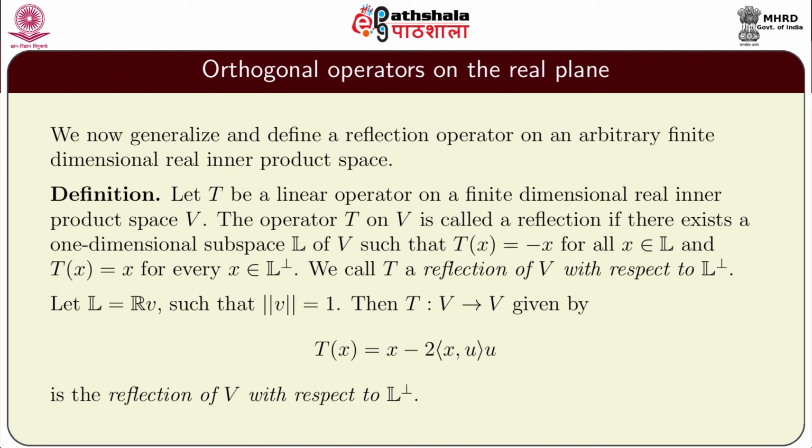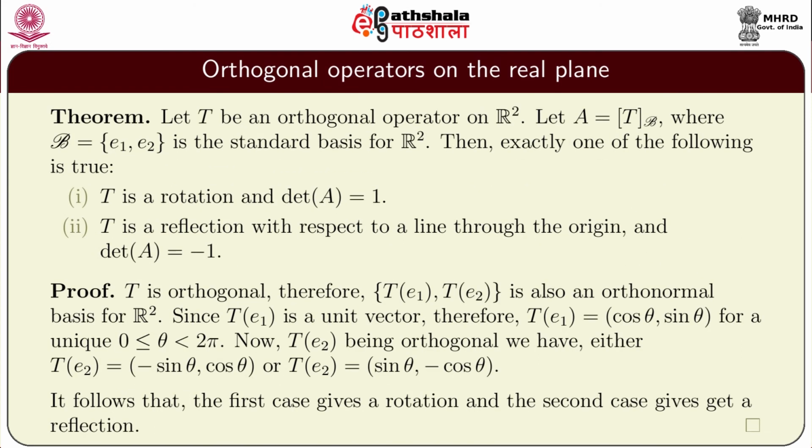If L is the span of this vector u with norm of u equal to 1, then T from V to V given by Tx is equal to x minus 2 times inner product x comma u times u is the reflection of V with respect to L perp. Now a theorem.